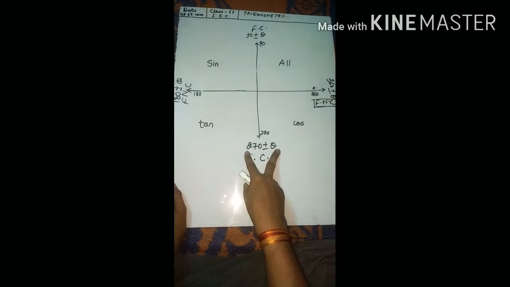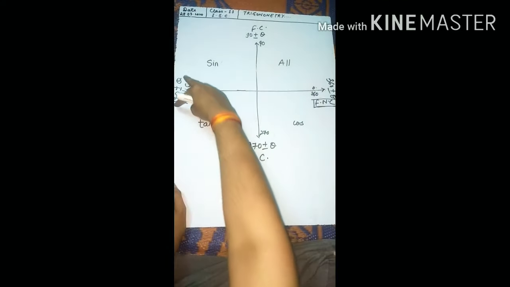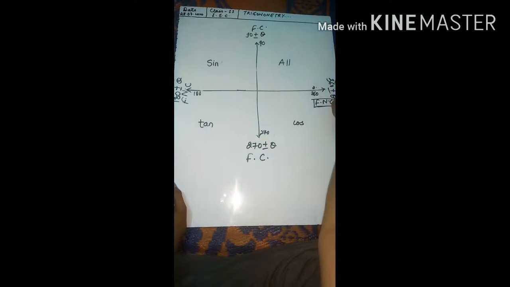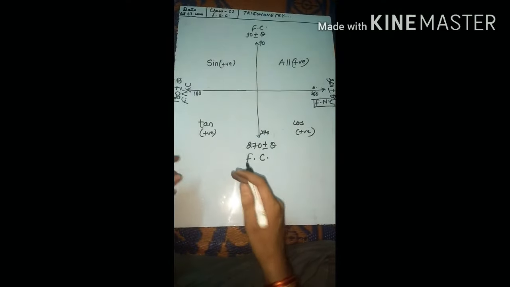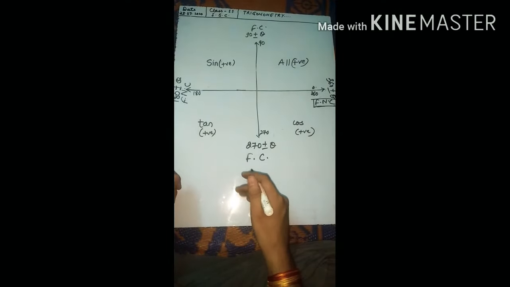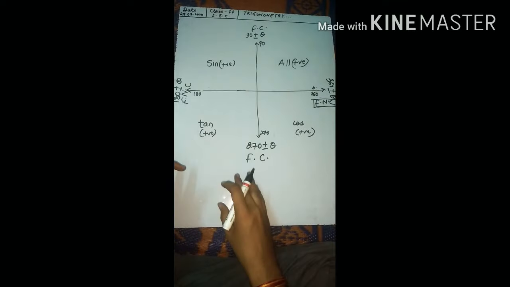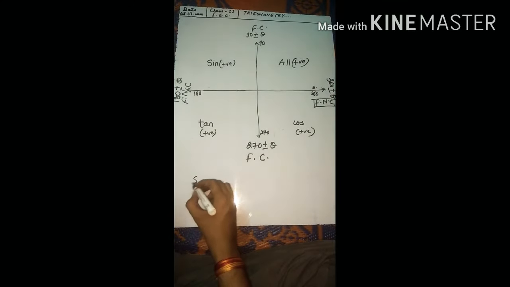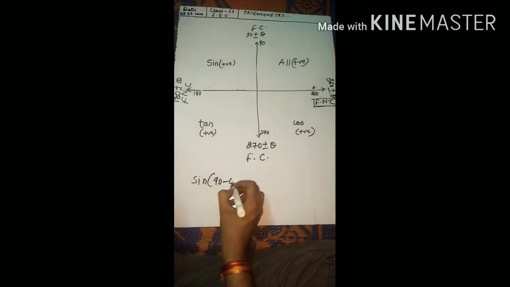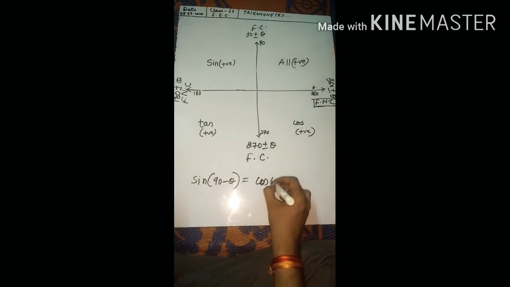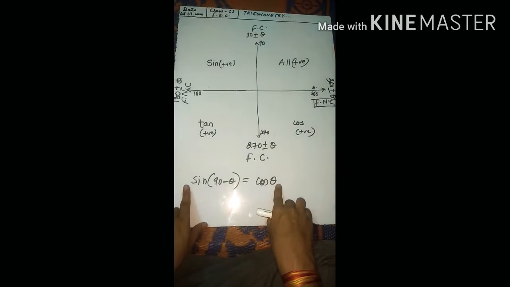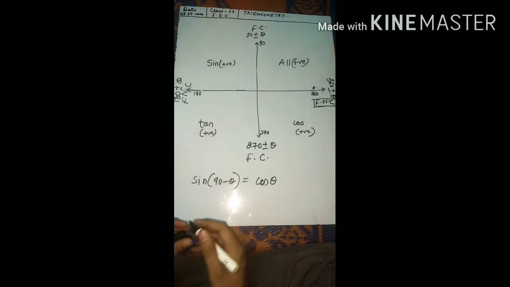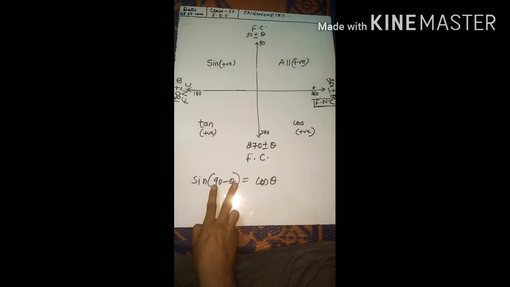And your function never changes in 180 plus theta, 180 minus theta, 360 plus theta, and 360 minus theta. Alright, now I think it is the time to verify one very important thing which you have already seen in 10th class. You have seen sine 90 minus theta, which is cos theta. Now we will verify it by this diagram. How? Sine 90 minus theta. First you see this is 90 minus theta.